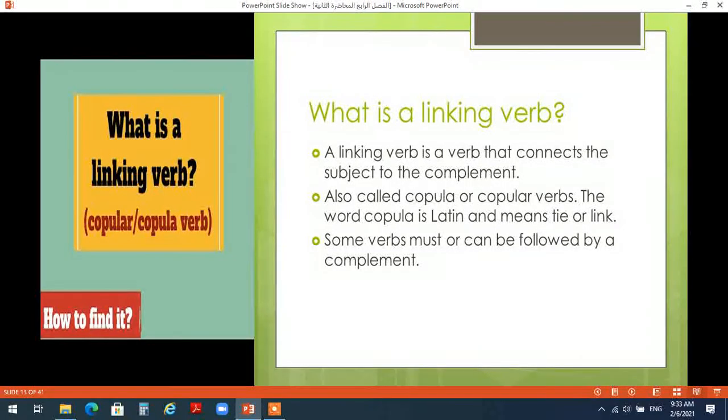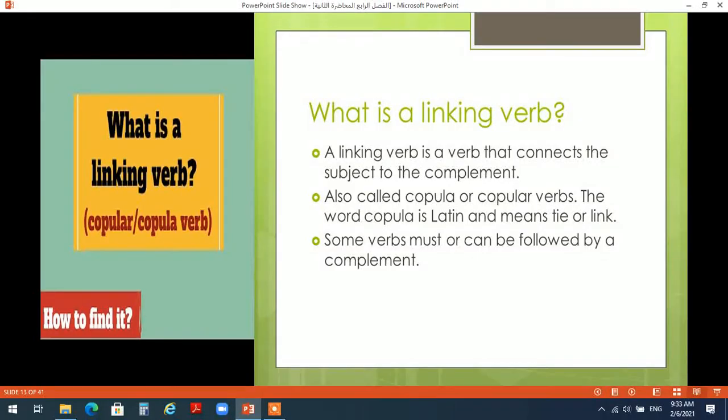It is also called copula or copular verbs. The word copula is Latin and means tie or link. إذن أيضا ممكن أن نسميها linking verb, ممكن نسميها copula or copulative or copular verbs. كلها تسميات لشيء واحد. وأصل copula هو يعود إلى أصول لاتينية بمعنى linking something, ربط بين شيئين.